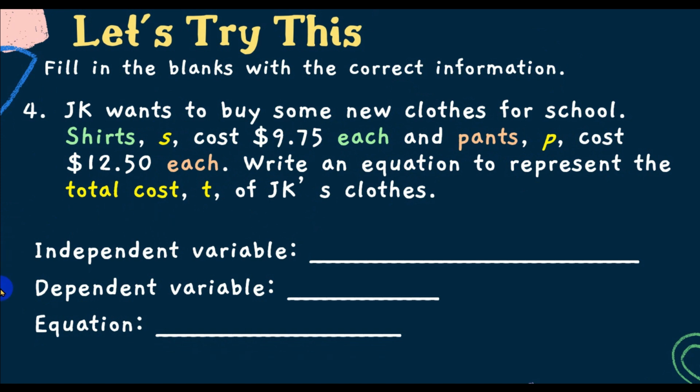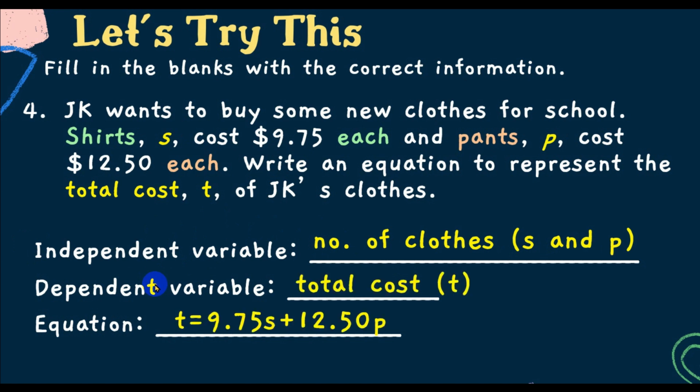So again, the dependent variable is the total cost T, and the independent variable is the number of shirts and pants that JK will buy. Okay? So number of clothes, S and P is our independent variable, and then the dependent variable is the total cost. Then for the equation, we have here T, or the total cost, is equal to 9.75 S because that's the price of the shirt per piece. Then for the pants is 12.50 P po. We're going to multiply the price and then the number of clothes, then add it up. Magbabago po ang total cost natin.